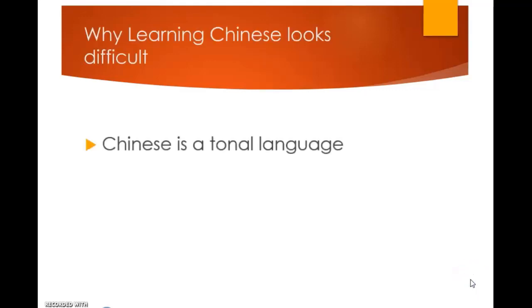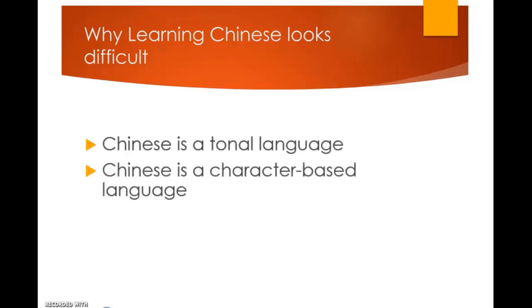Why does the Chinese language look like a difficult language? Why is it so? The first point is that Chinese is a tonal language and Chinese is a character-based language. There is no alphabet in Chinese. So it is a bit difficult for you at the very start.